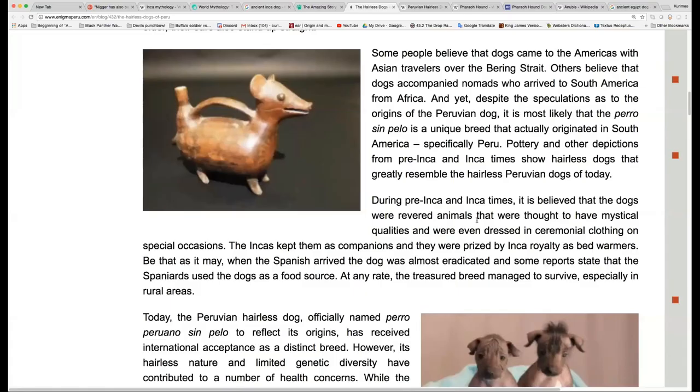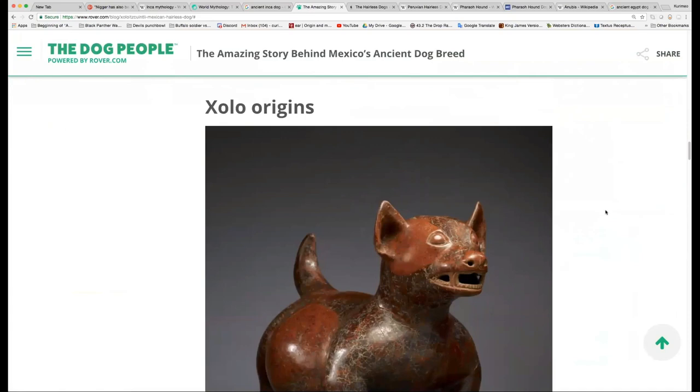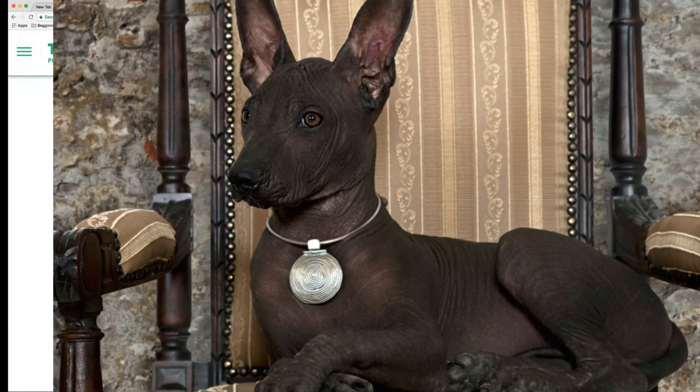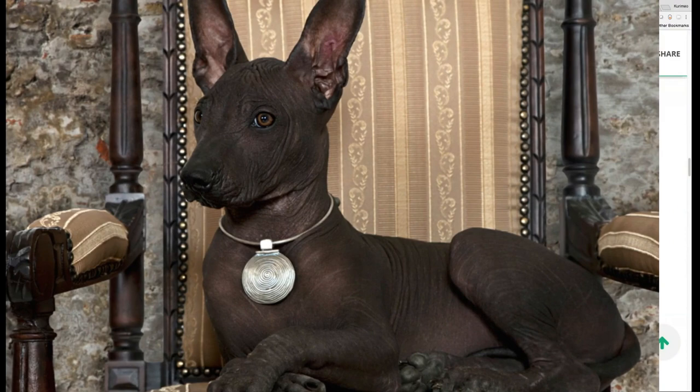The Incas kept them as companions, and they were prized by Inca royalty as bed warmers. Bed warmers. Again, here on Rover.com, the dog people, it says Xolo origins. The amazing story behind Mexico's ancient dog breed, says the American Kennel Club, calls the Xoloitzcuintli the first dog of the Americas because it was one of the earliest dogs to be domesticated by human populations and has existed in Mexico for more than 3,000 years.